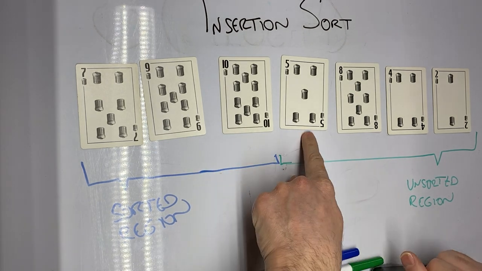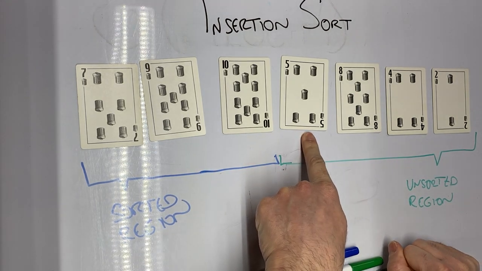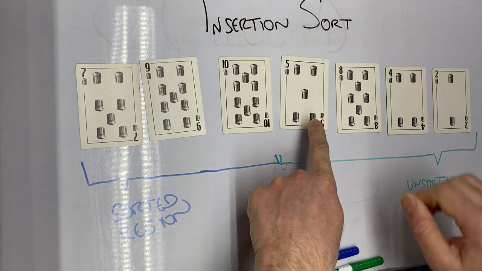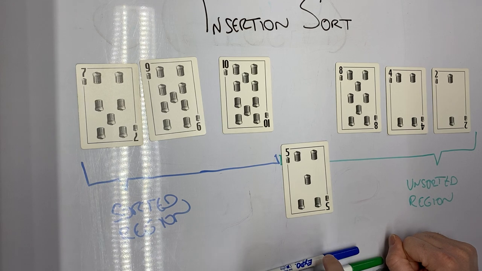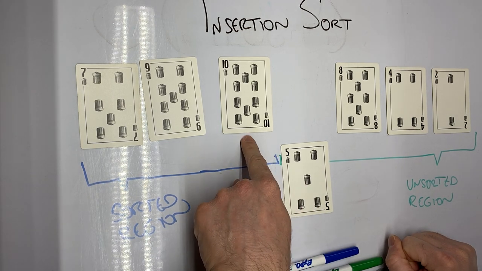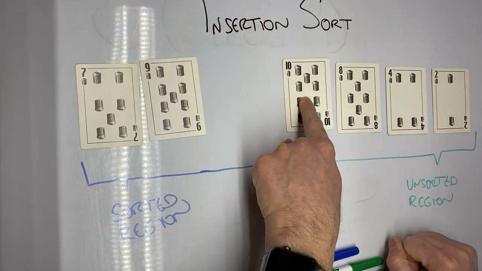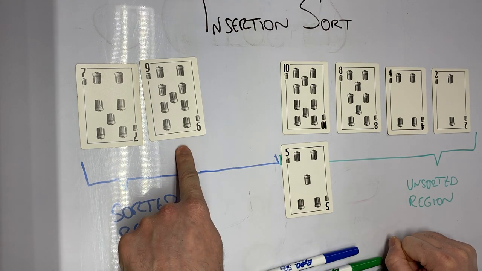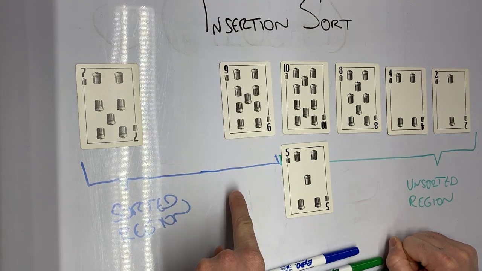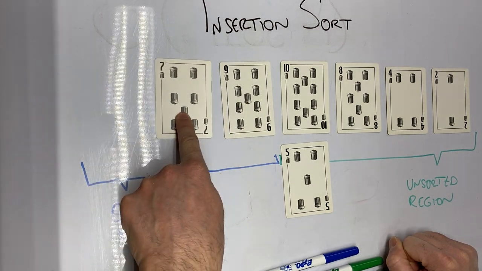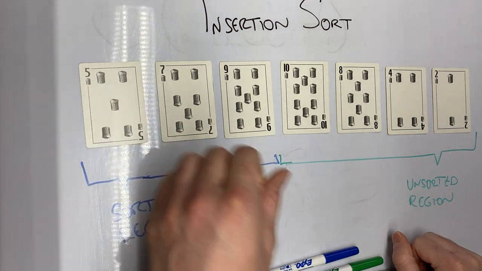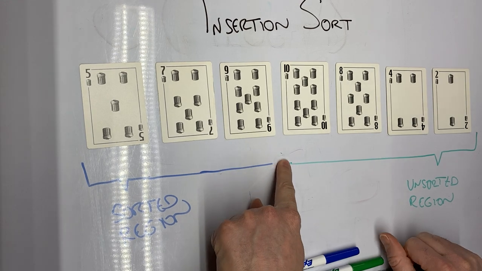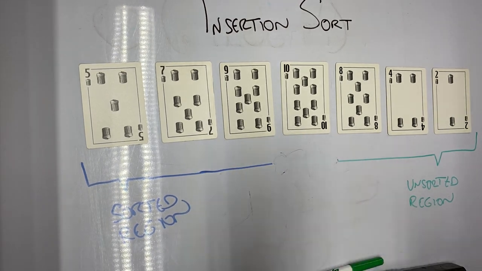Now the first card in the unsorted region is the 5. So we're going to determine where to insert that. I'll save it here for a moment. Is 10 greater than 5? It is. We shift 10 to the right. Is 9 greater than 5? It is. We shift 9 to the right. Is 7 greater than 5? It is. We shift 7 to the right. And then we insert 5 at the beginning. And we update our regions.